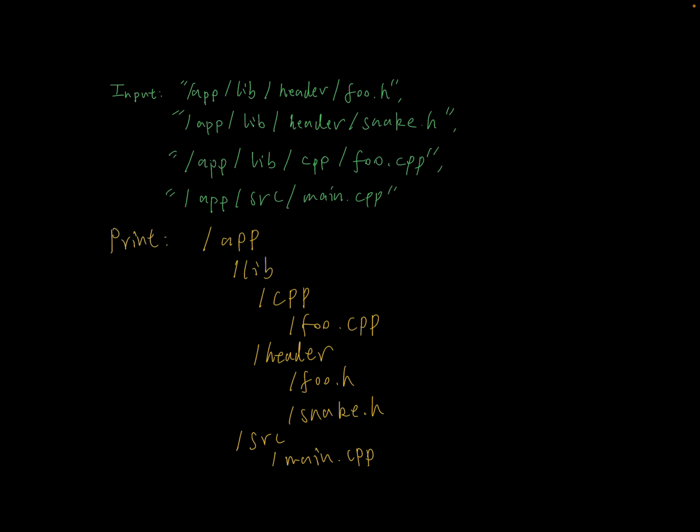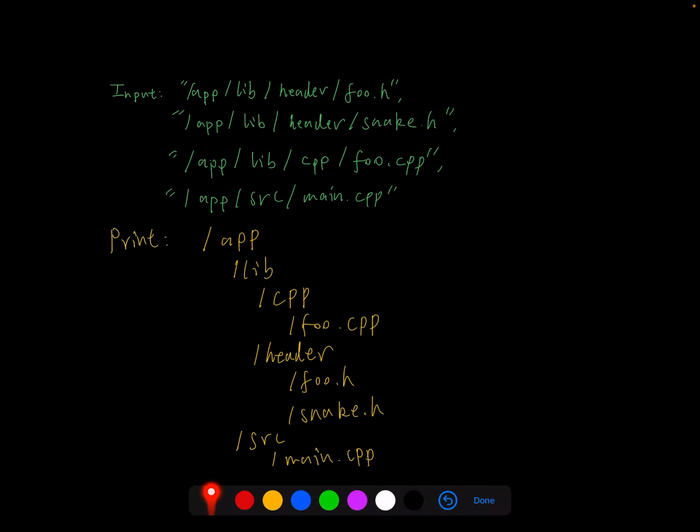Alright, so the problem is pretty straightforward. We are given a vector of strings, and each string represents a path to a file, separated by the backslash. Then the requirement is to print something like typical folder structures in the system.